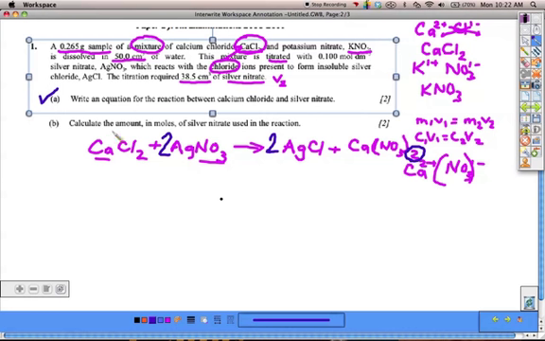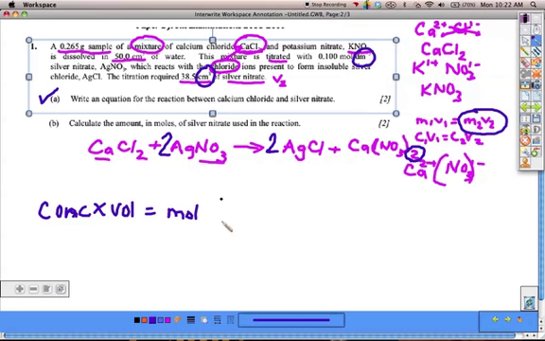This next part asks me to calculate the amount in moles of silver nitrate used in the reaction. That comes from this reaction over here. And I said I was going to use for silver nitrate the 2's. So I'm going to have concentration times volume is equal to the number of moles that I have in a solution. And I have both of those values, except for one little hinky thing. I have centimeters cubed, but I have moles per decimeters cubed.